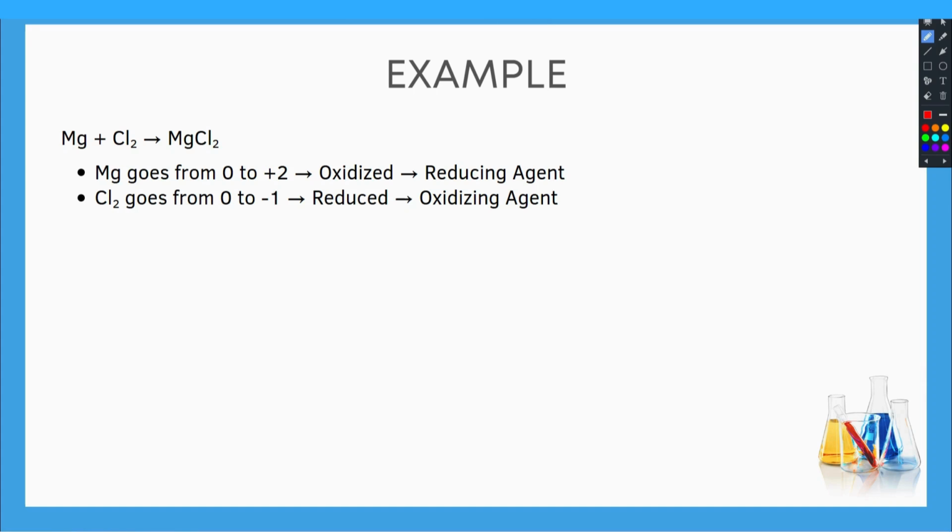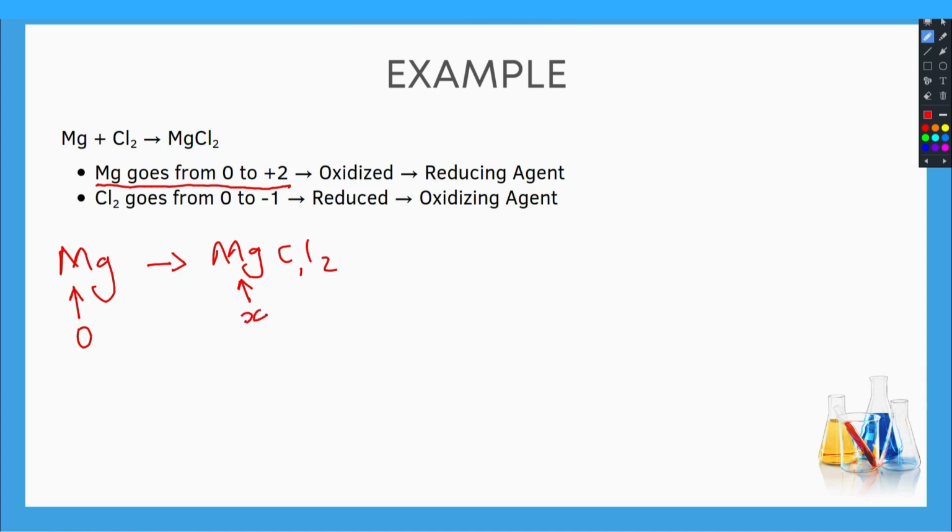In the first instance, we see that magnesium goes from 0 to +2. How do we know? If you look at this now, we have Mg producing MgCl2. Let's find out the oxidation number of magnesium in both cases. In this case, magnesium has the oxidation number of 0 because it is in its pure state. In this case, let's say we do not know what the oxidation number of magnesium is, so we'll call it X.